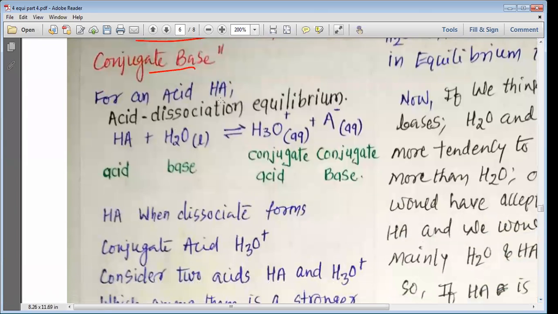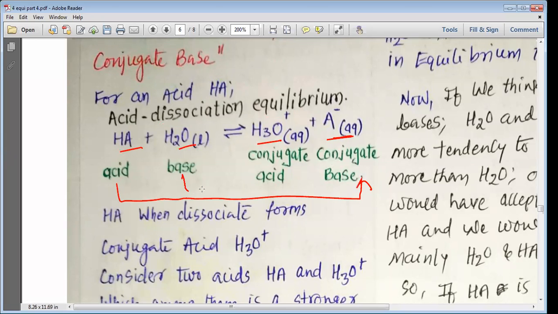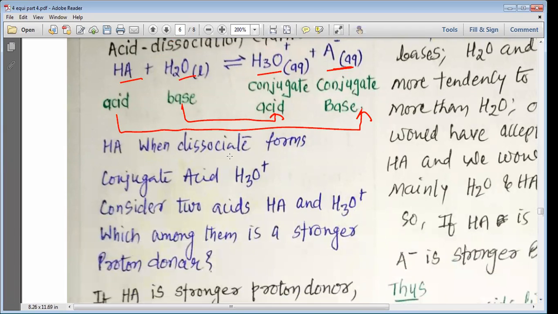So for an acid, suppose we have an acid HA. For an acid HA, we can write the acid dissociation equilibrium. When an acid is added to water, it donates H plus and it turns out to be H3O plus and A minus. So here you can see that HA is an acid and it has A minus as a conjugate base. Here we have water as a base and it has conjugate acid H3O plus. So this is how we understand the conjugate acid base pair for this acid and water. HA when dissociated forms the conjugate acid H3O plus.